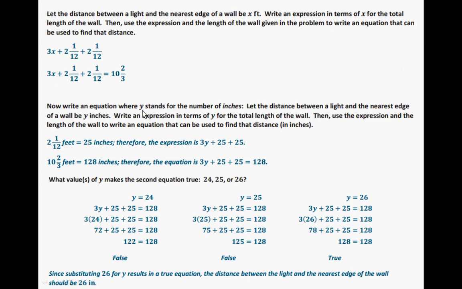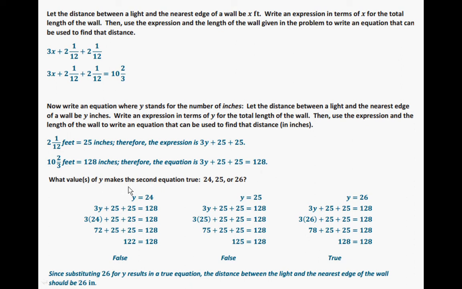So now let's change this and let's call it y, but y is going to stand for inches. So what would that look like? Well, then that means we have to convert 2 and 1/12 feet, which is 25 inches, or actually we can use that. But now we have to convert 10 and 2/3 feet to 128 inches. So therefore our equation would be 3y plus 25 plus 25, or 3y plus 50, equals 128.